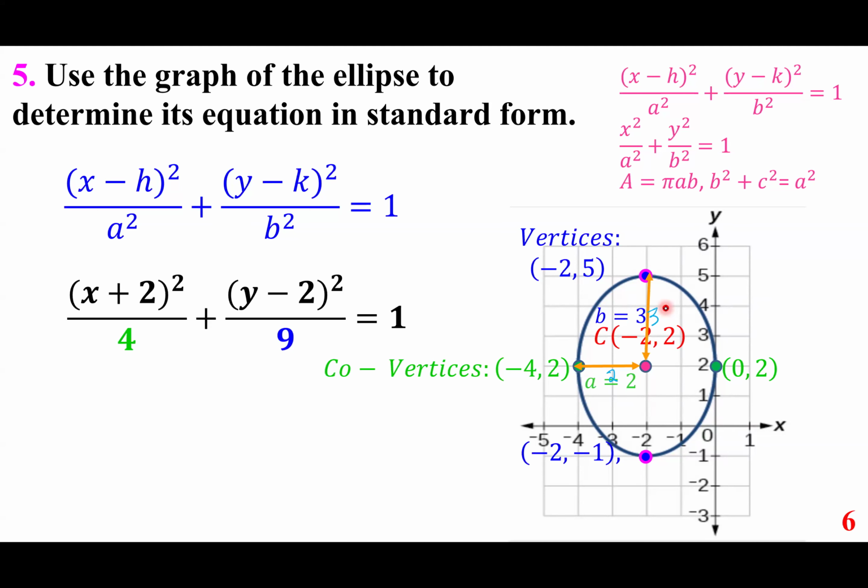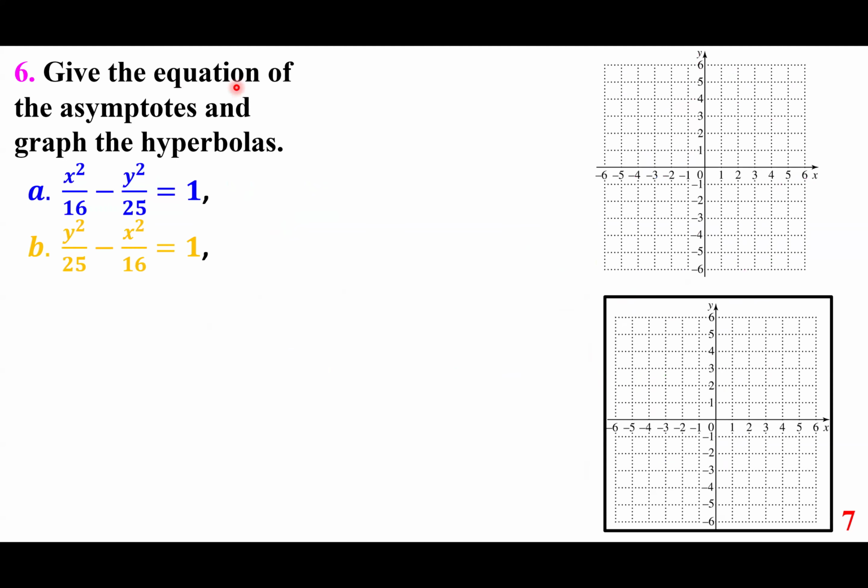So that's as far as ellipses are concerned. Now give the equation of the asymptotes and graph the hyperbolas. The first one, A, x squared over 16 minus y squared over 25 equals 1. The second one is y squared over 25 minus x squared over 16 equals 1. What I want you to notice is that in this one the coefficient of x squared is 1 over 16, which is positive. In this case, the coefficient of y squared, which is 1 over 25, is positive. So what is the difference between the two? We are going to discuss that in a moment.